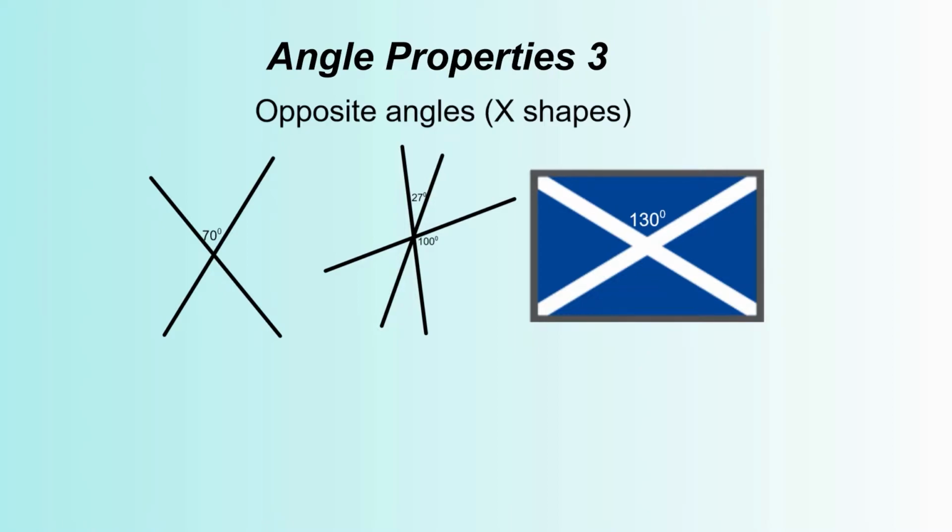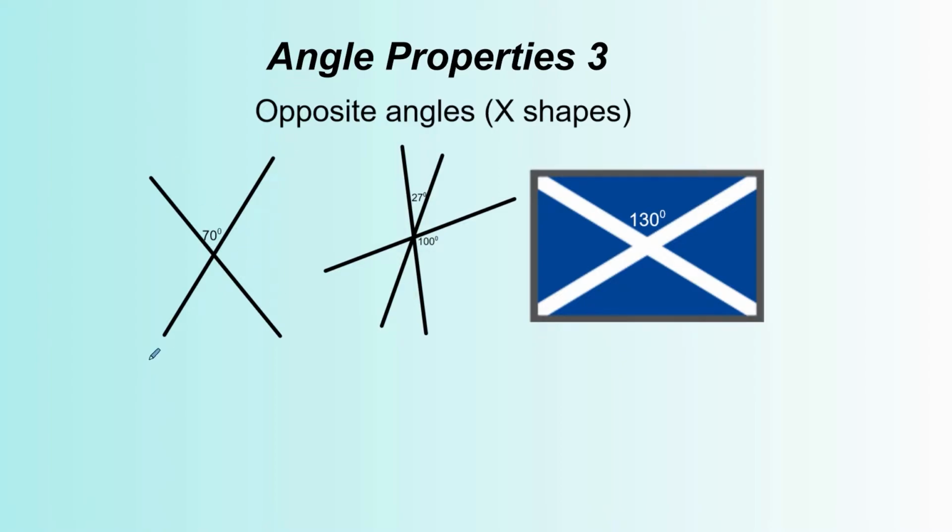Today we're going to be looking at angle properties, and this is the third video in this series of angle properties, so check out the first two if you haven't already. So we're going to start off with X shapes or opposite angles. Now the key thing here is you've got two straight lines crossing over each other, and we want to use that to find the missing angles that are within the shape.